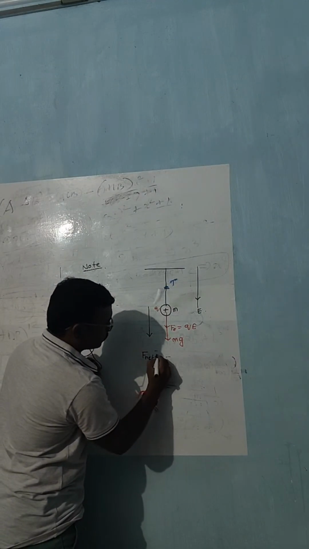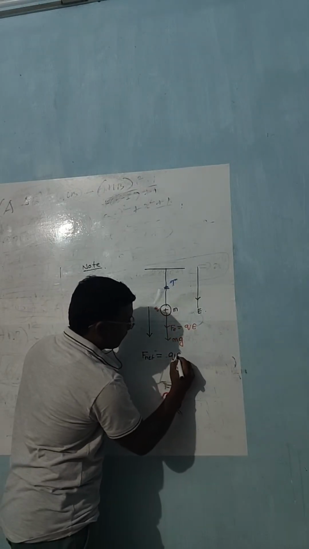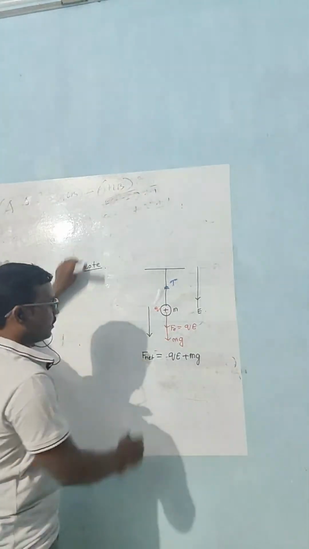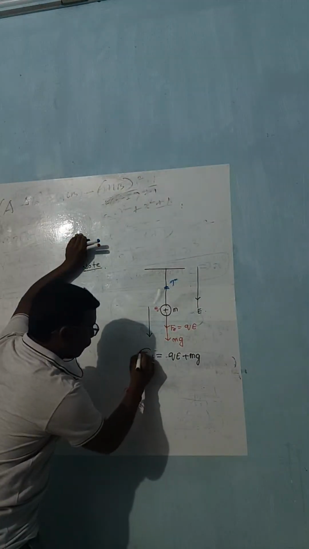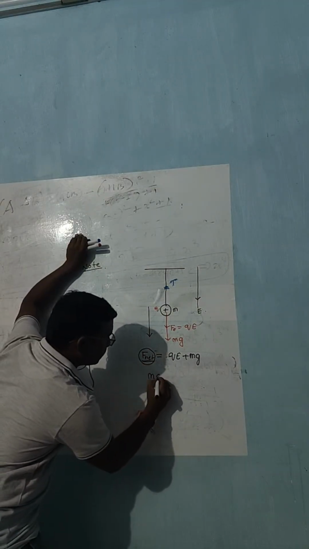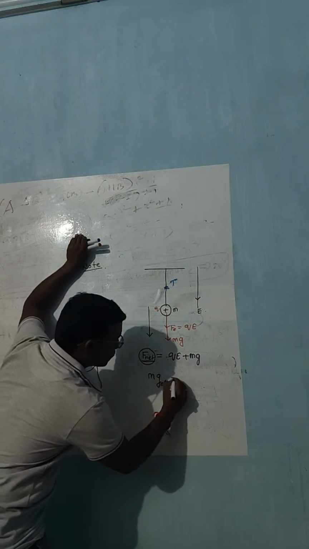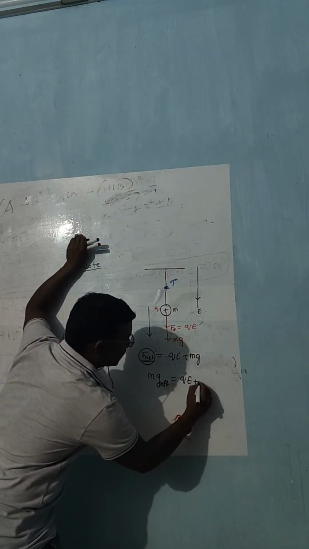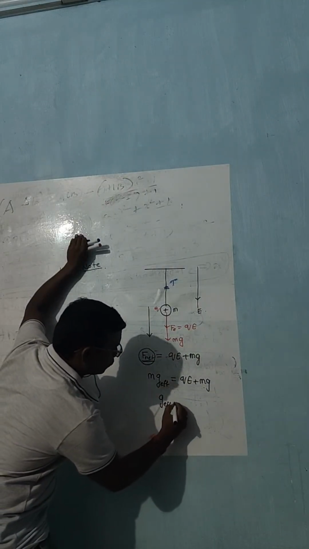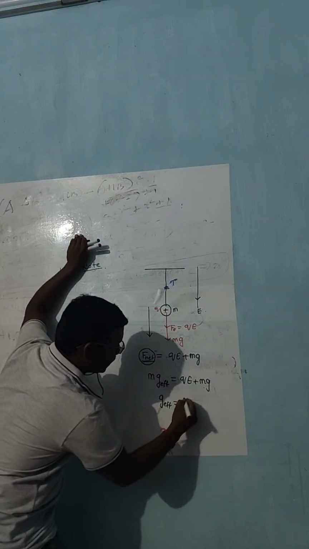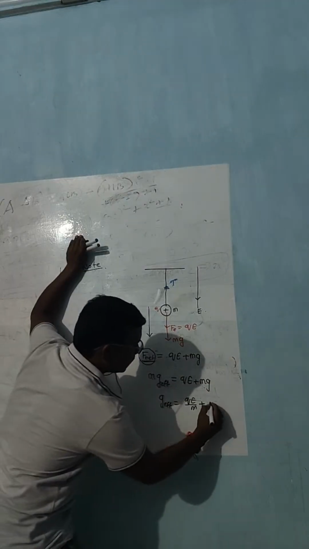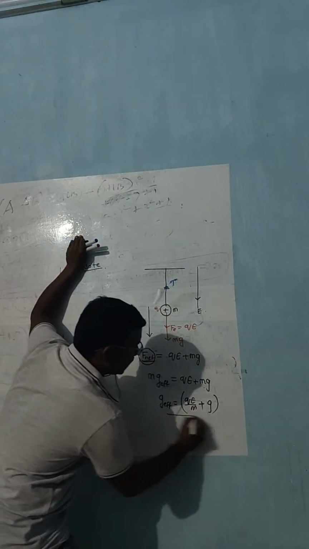Net downward force, F net equals QE plus mg. Here this is force; I wrote it in the form of g. That means I will write mg effective equals QE plus mg. Then g effective equals, m going to this side, QE by m plus g. This is the net effective.